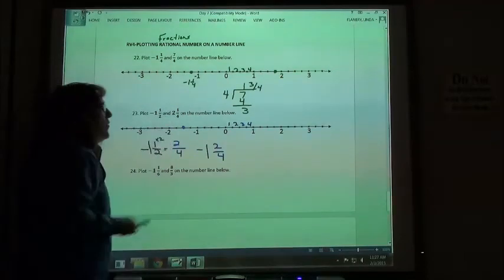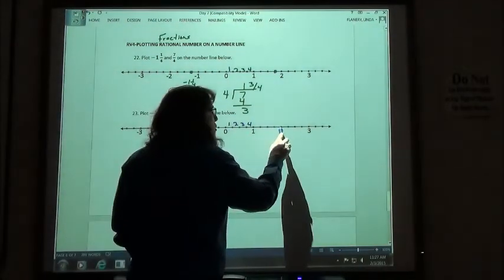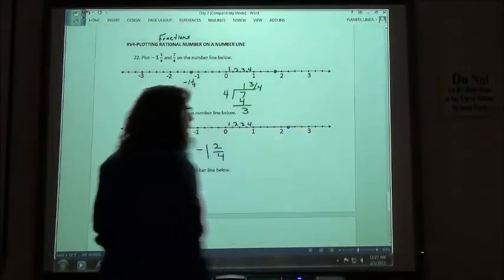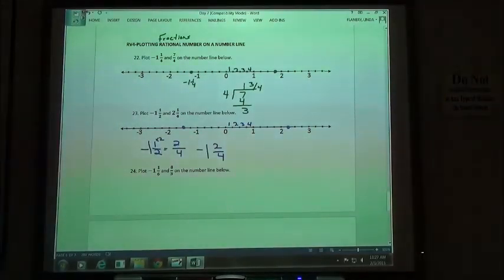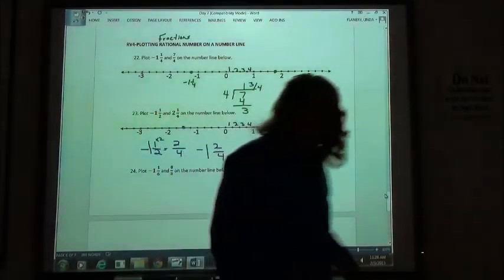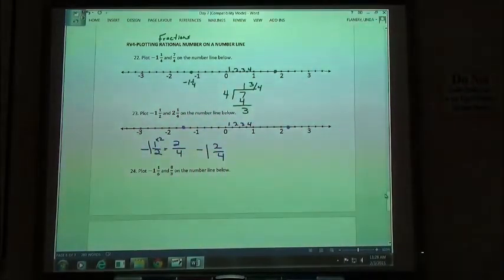The 2 and 1/4 I can just go ahead and do, hop over to 2, do 1/4 to the right past that, so there's my 2 and 1/4. So while I go ahead and adjust my board, you go ahead and do number 24 on your paper.